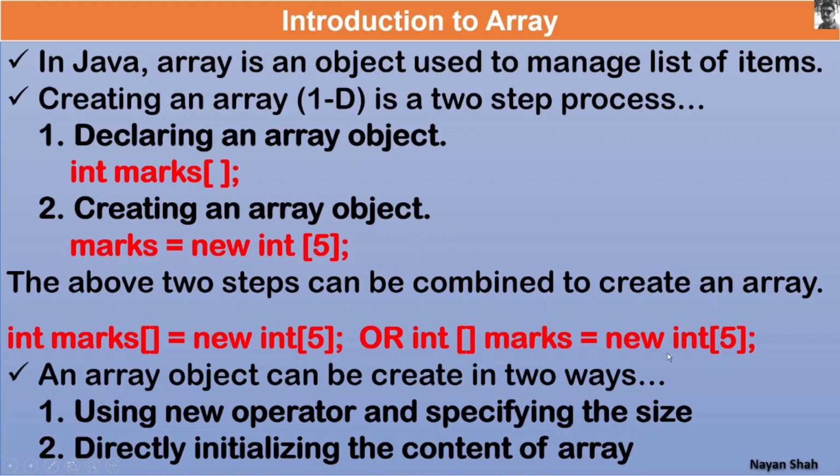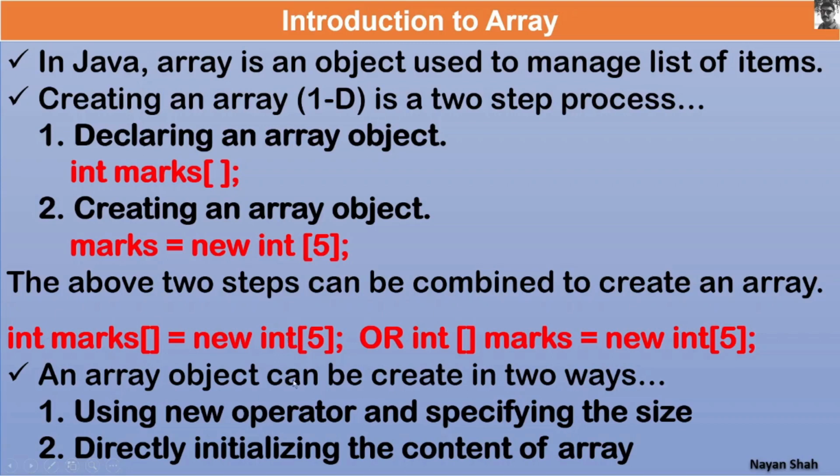Remember, this second method is mostly not used. Programmers are using the first method, where we write the name of the array followed by square bracket, not square bracket followed by the name of the array. So we are used to seeing an array like this, with the name of the array followed by square bracket. This means we are creating a marks array in memory with 5 boxes of integer type, and all those 5 boxes will be empty.